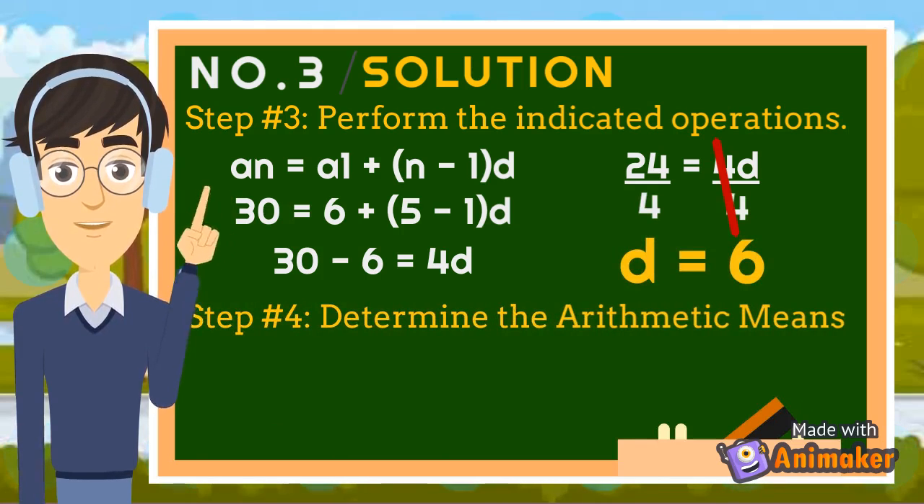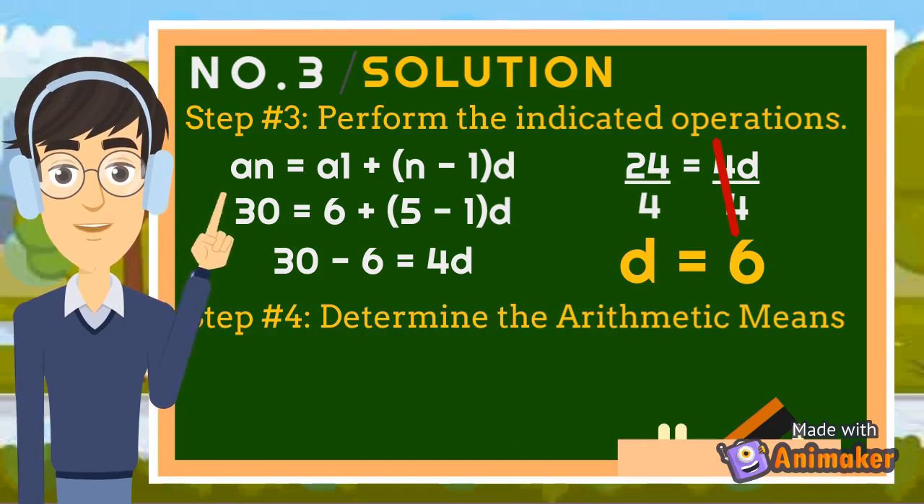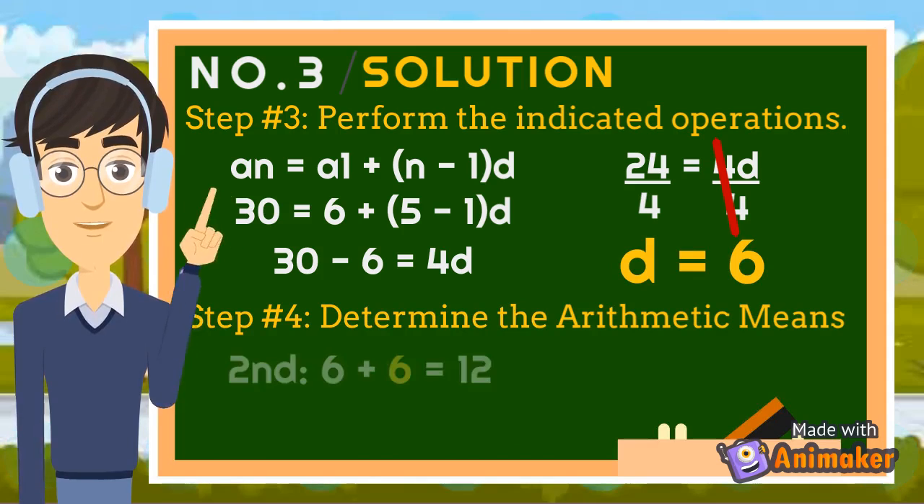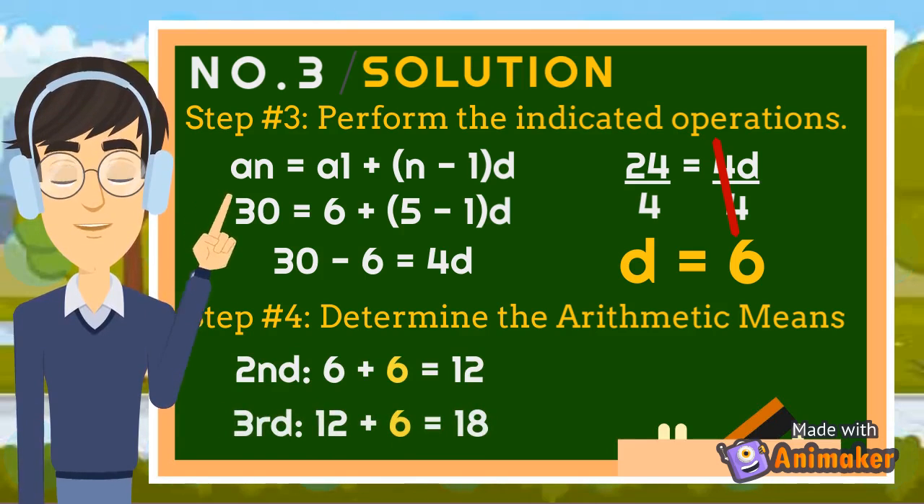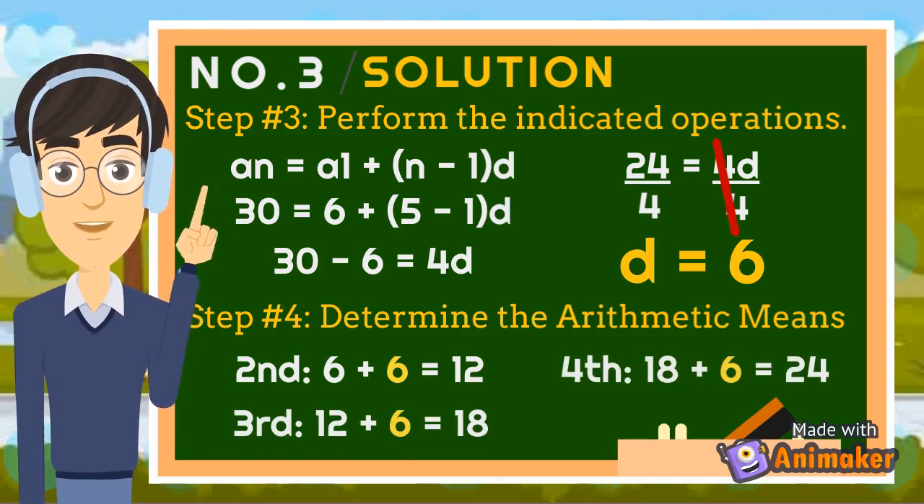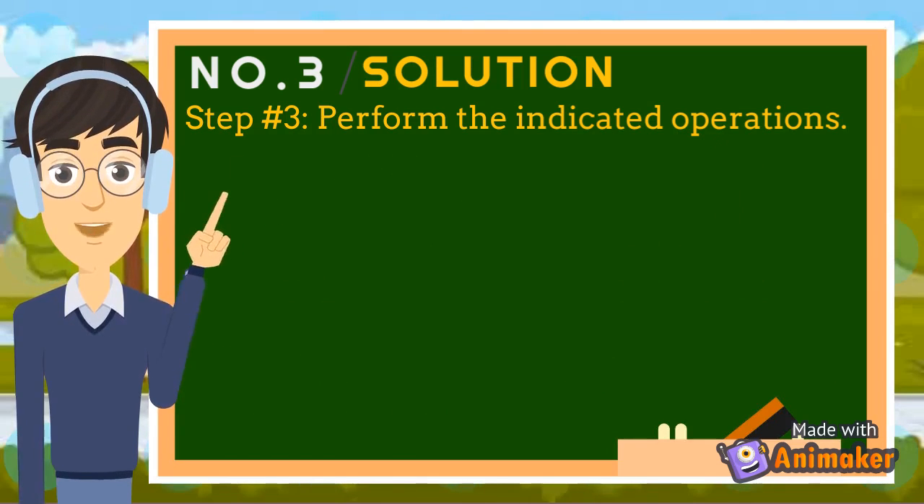Now, in order for us to find the 3 arithmetic means between 6 and 30, we will simply be adding the common difference, which is 6, to our first term and so on. That is, a sub 2 equals 6 plus 6 equals 12. Next, a sub 3 equals 12 plus 6 equals 18. And for a sub 4, 18 plus 6 equals 24.